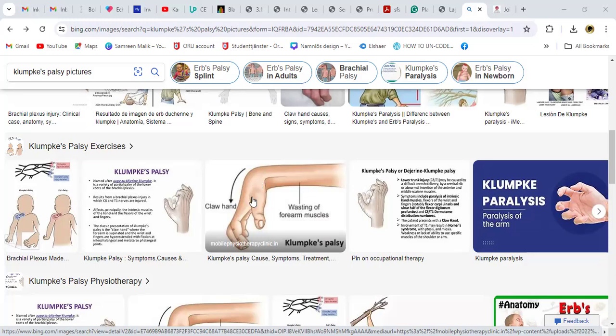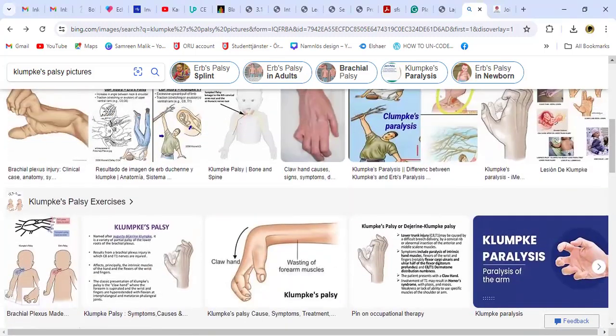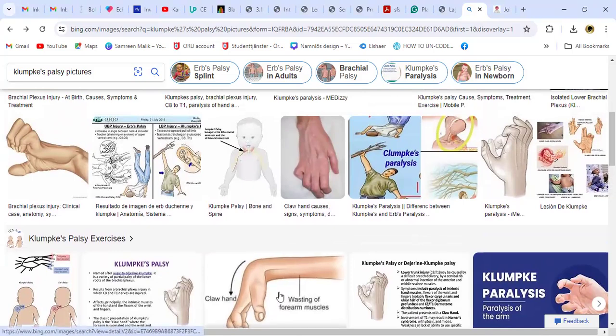The metacarpophalangeal joints will be extended. See, metacarpophalangeal joints are extended, and interphalangeal joints will be flexed. There'll be loss of sensation over the medial aspect of the forearm and hand as well. There'll also be presentation of Horner syndrome, and there'll also be loss of flexors of the wrist. As you could see, loss of flexors of the wrist.